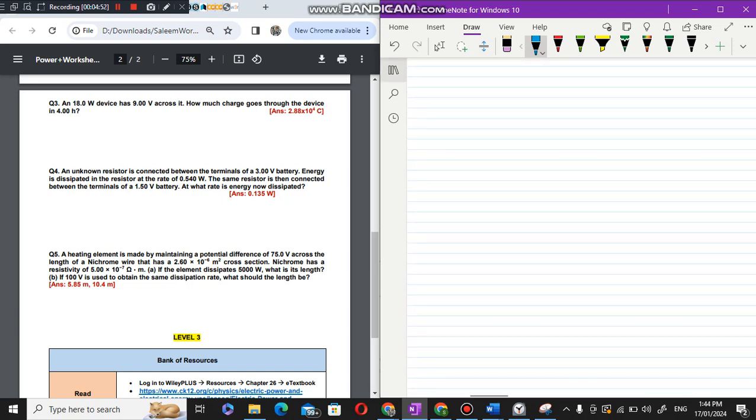So question 4 is saying the following: an unknown resistor is connected between terminals of a 3 volt battery. Energy dissipated in the resistor is given as 0.54 watts. Then they are saying the same resistor is connected between terminals of 1.5 volts. What is the new power?